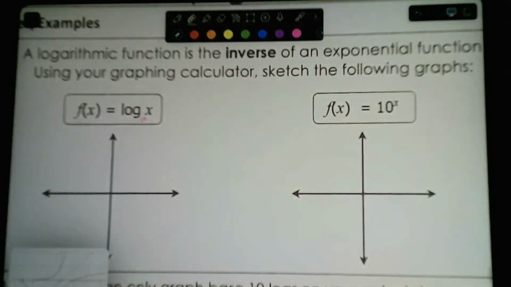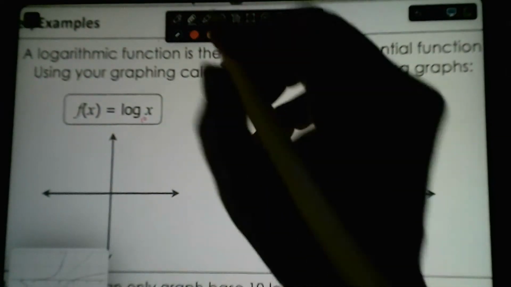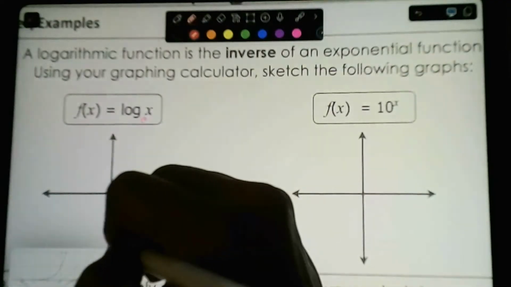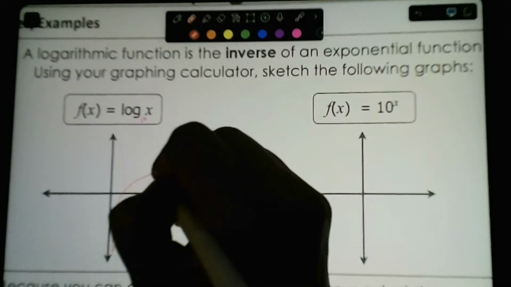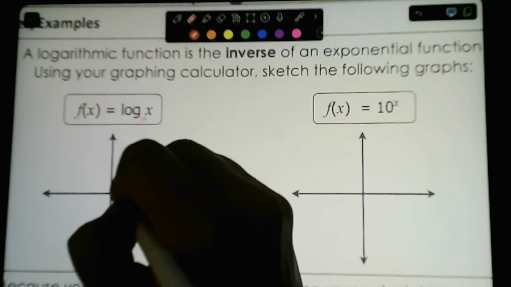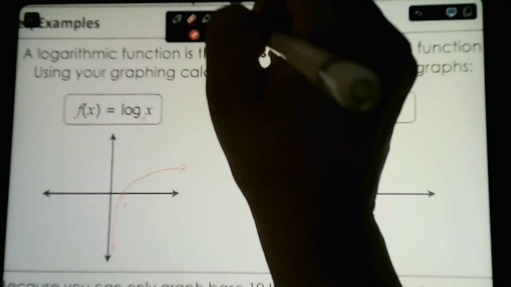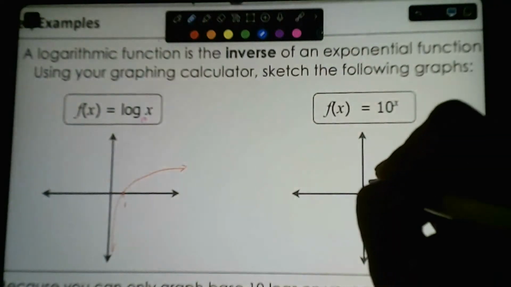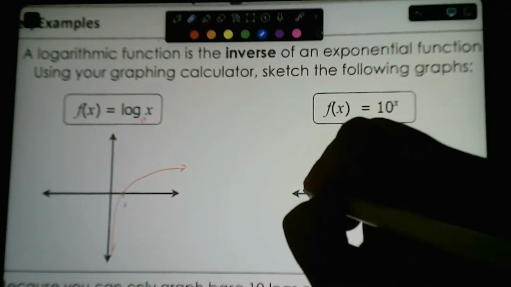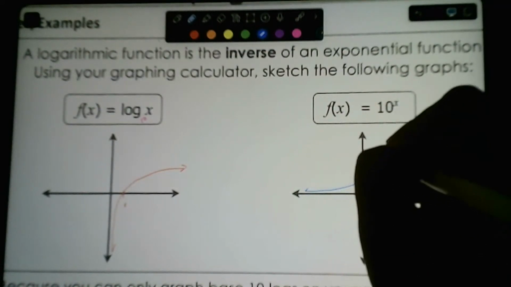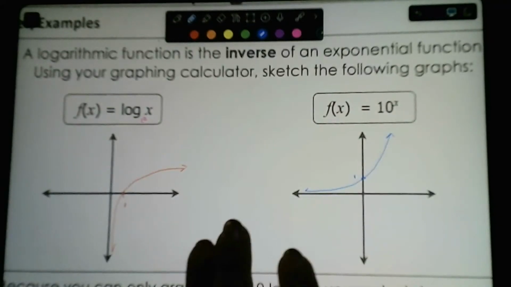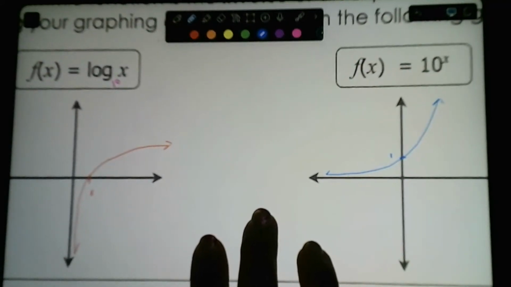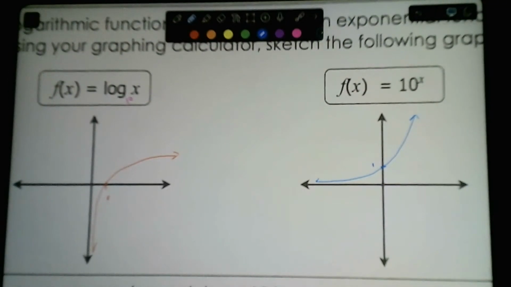All right, so let's sketch these. I have the sketch here at the bottom of my page. So logarithms look like it goes like this. And this is 1. And then the exponential goes like this. And this is 1. There they are. Did y'all sketch them? All right.